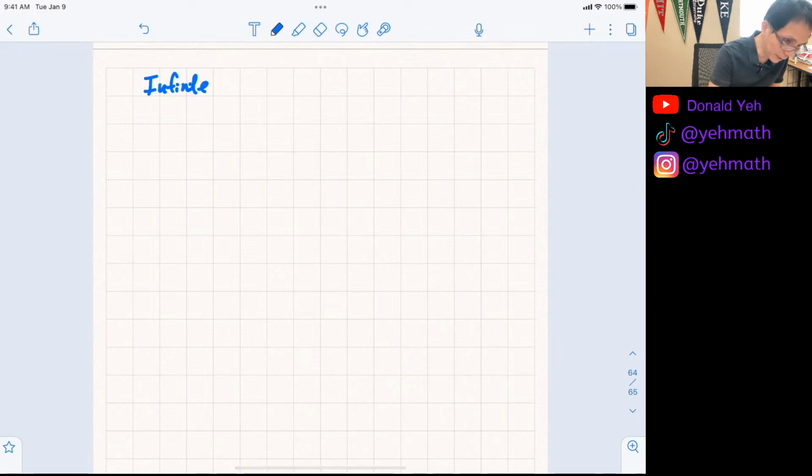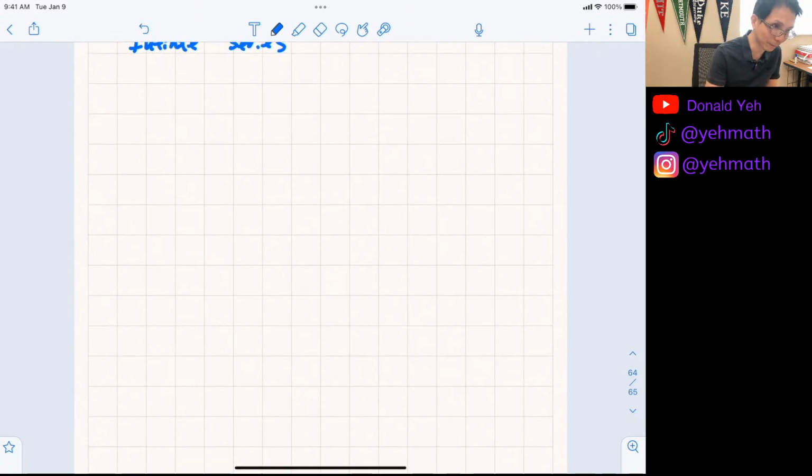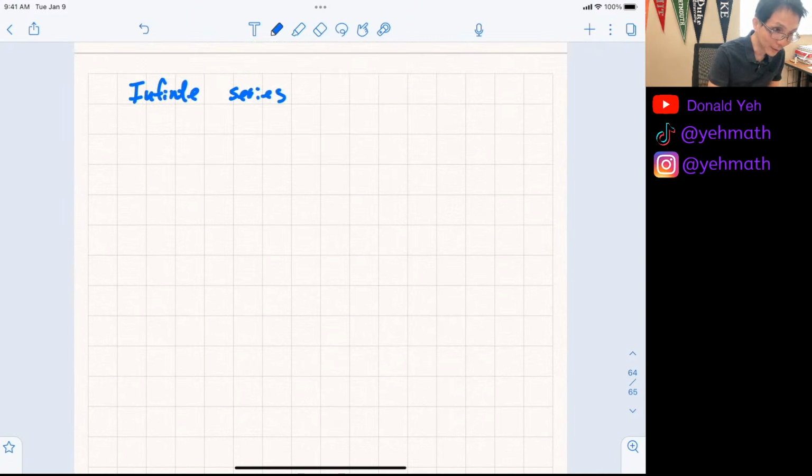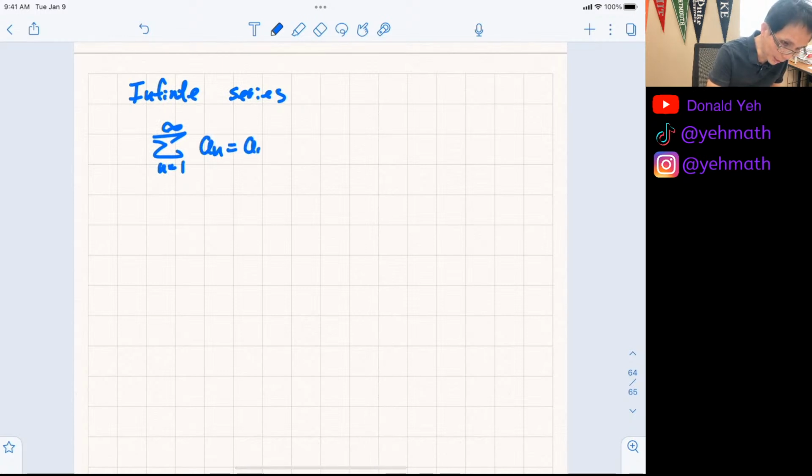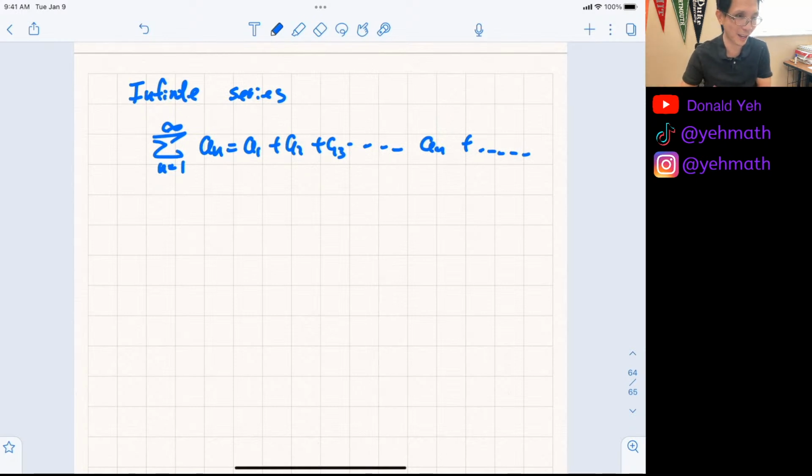Okay. Infinite series. That's a good question, by the way. I always address good questions. I'm going to show you what the infinite series looks like. The sum from n equal to 1 to infinity of a sub n is equal to a1 plus a2 plus a3 plus dot dot dot, plus a sub n, and then even terms after that, an plus 1, an plus 2. It just keeps on adding, right?